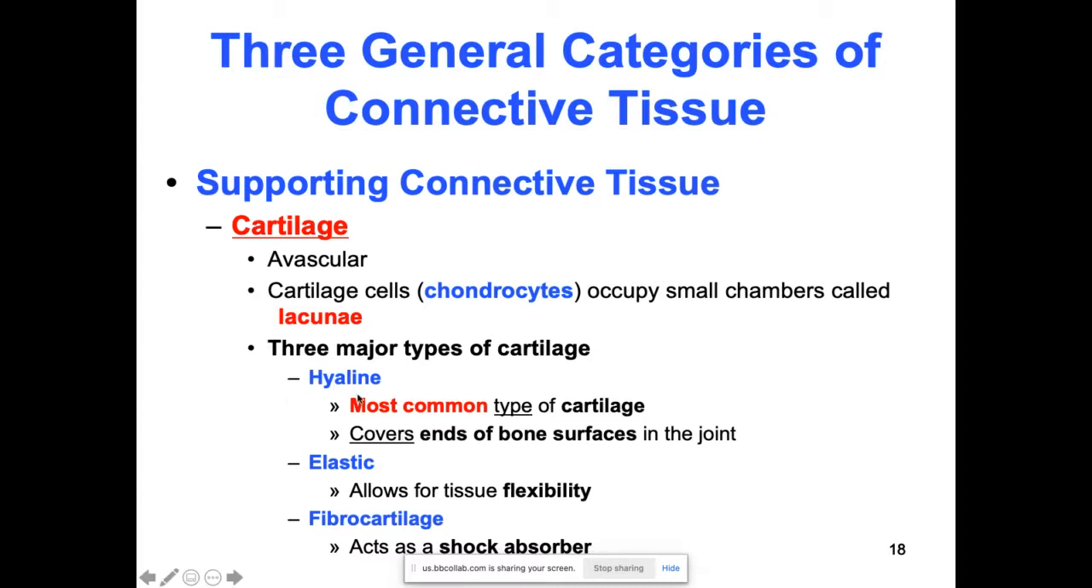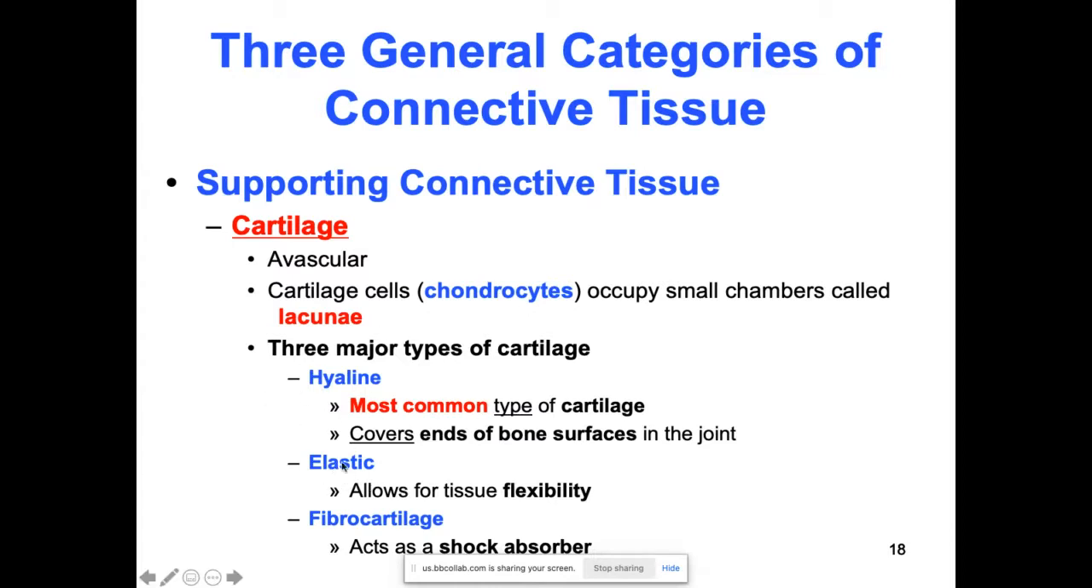So where you have those long bones, where those joints come together, is hyaline cartilage, whether that's between the knee, where the femur and tibia are, or whether it's where your humerus meets your scapula, where the shoulder joint is, all hyaline cartilage.